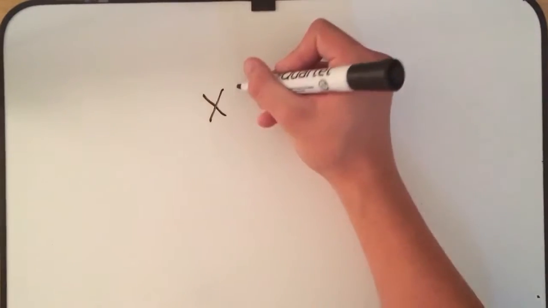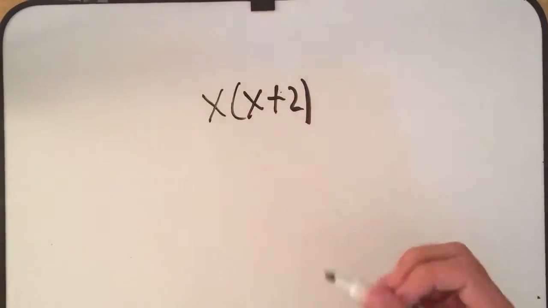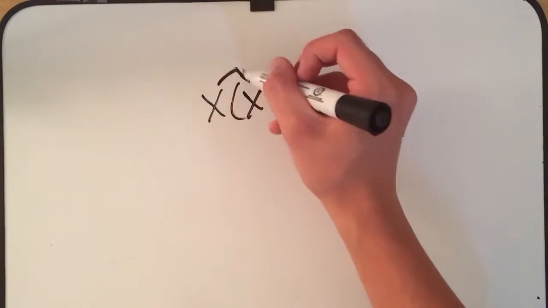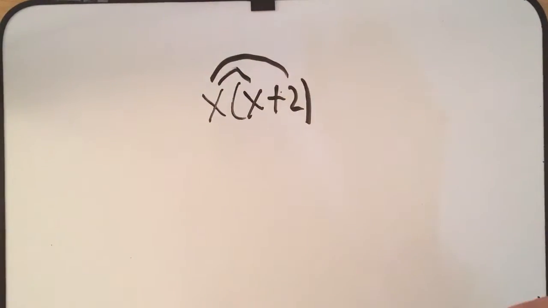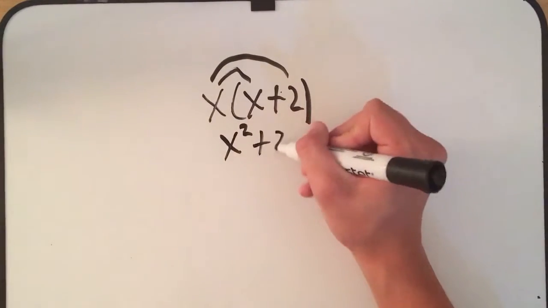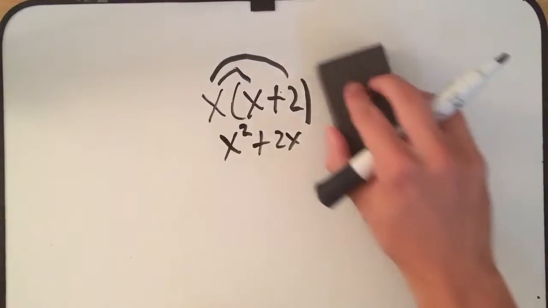So let's just start off with a regular problem right here, and normally what you do is you distribute the x across, which will give you x squared plus 2x. And there's your answer.